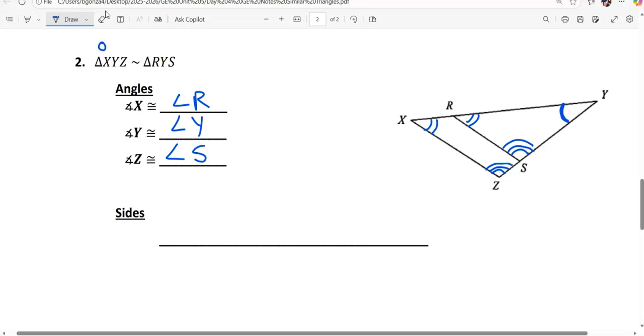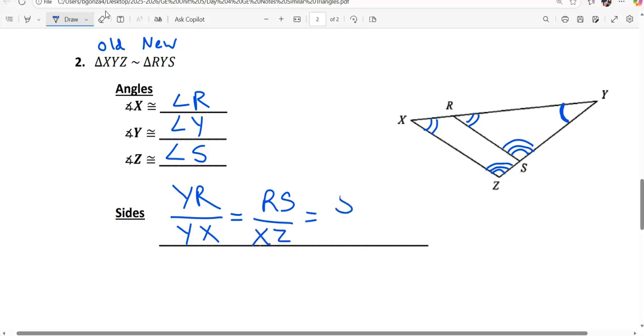And again, you always go from old to new. So YR, 1 arc, 2 arc, is over 1 arc, 2 arc on the big one, YX. Okay. 2 arc, 3 arc, RS over XZ. 3 arc, 1 arc, SY over ZY.